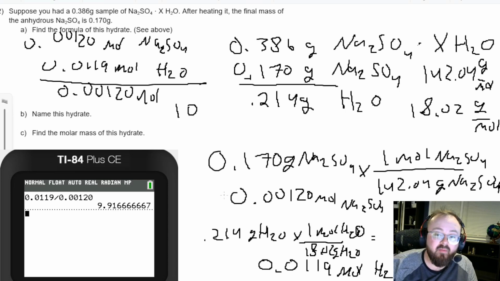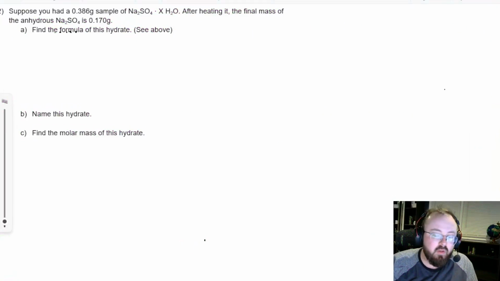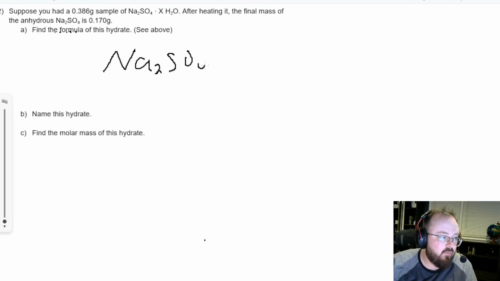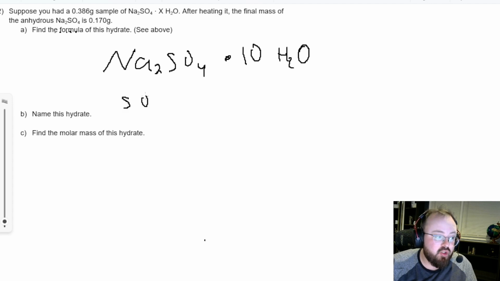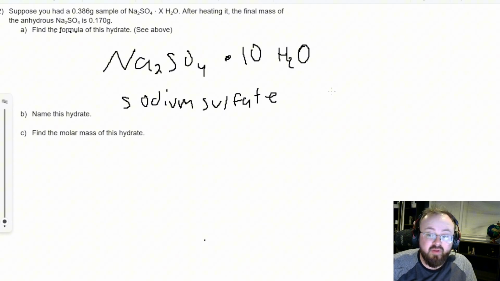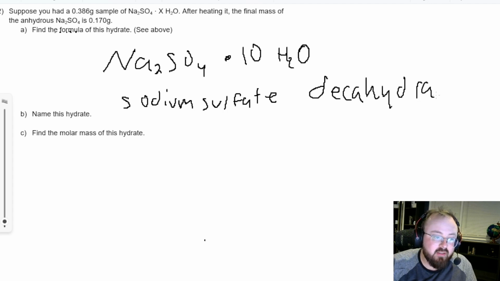So our final chemical formula is going to be, I'm going to erase this and write it all out. With our 10 here, we have Na2SO4 dot 10 H2O. What are we going to name this? Well, this is sodium sulfate. We have to include the prefix for 10, which is deca. We call this a decahydrate.